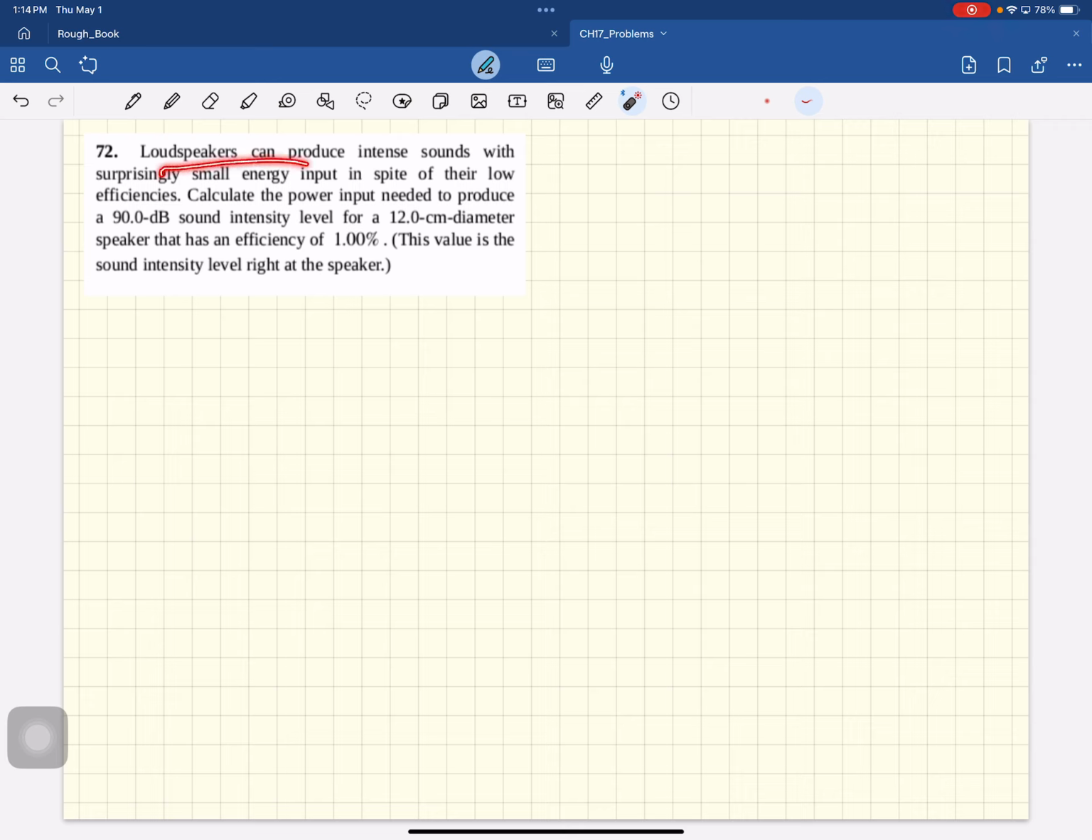Okay, loudspeakers can produce intense sounds with surprisingly small energy input in spite of their low efficiency. Do you guys remember what is the efficiency of a speaker? We talked about this in a lecture. 1%. 1%, very good. So a 100-watt speaker, using 100 watts of electricity, is putting 1 watt of that into sound.